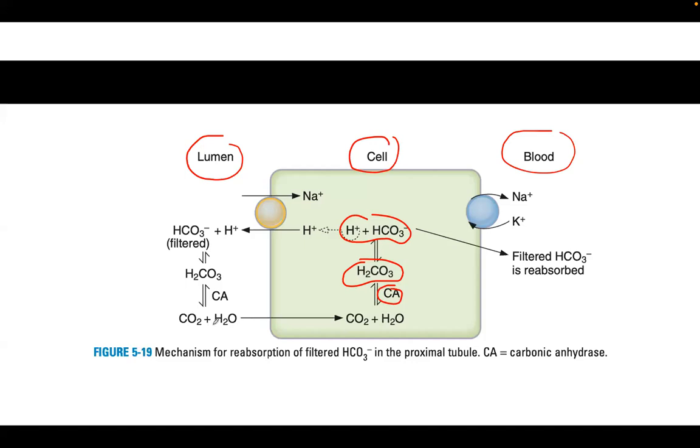On the side of the lumen, here's the carbon dioxide plus water. Carbon dioxide plus water go from the lumen to the cell. Carbon dioxide and water combine to form carbonic acid. This is catalyzed by carbonic anhydrase. Carbonic acid will dissociate to hydrogen and bicarbonate. Bicarbonate is filtered and reabsorbed.